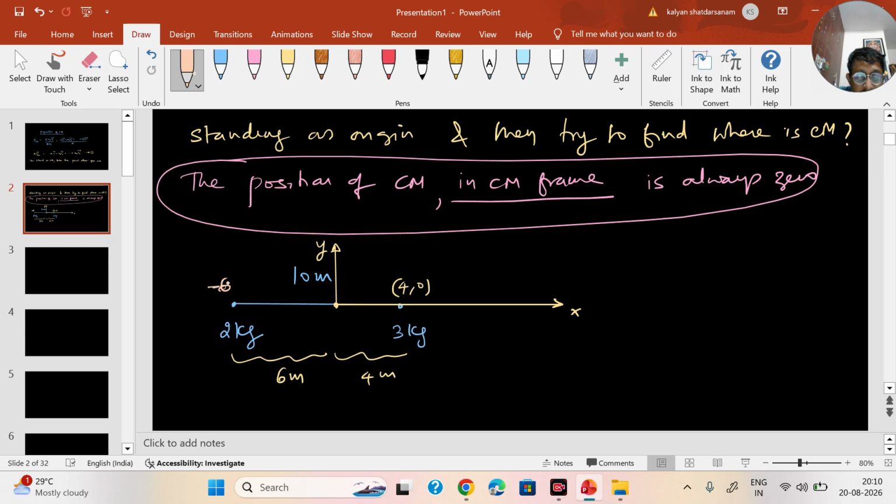So minus 6 comma 0. And then I am trying to find where the center of mass of these two particles is. I am interested in the x coordinate only. Anyway, y coordinate is 0.